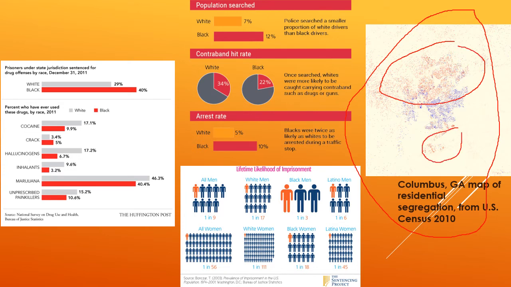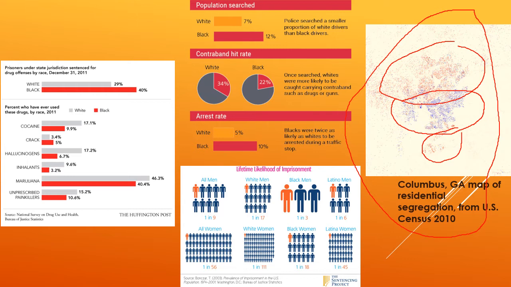And the blue dots on the map represent where African American families live in Columbus. So you can see, even though, of course, de jure segregation has been outlawed, de facto segregation is certainly still alive and well in Columbus, Georgia, with predominantly whites living in the north and African Americans living in the south.